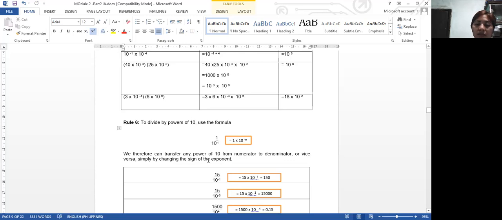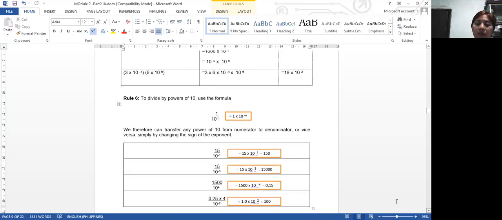So we can therefore transfer any power of 10 from numerator to denominator or vice versa simply by changing the sign of the exponent. Like what I've said, if the exponent is negative and you convert it, it will become positive. So vice versa. For example here, 15 over 10 to the negative 1. So it will become 15 times 10 with a positive exponent. So it will become 150.